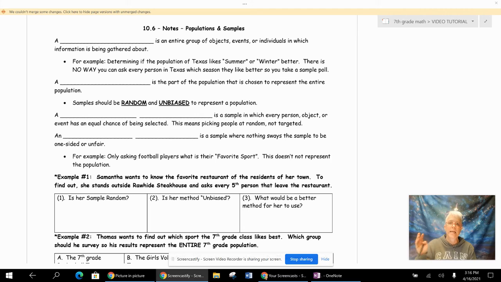Guys, this is the last lesson of new material for this year. This is the last lesson for Unit 10, and we're going to be looking at surveys.